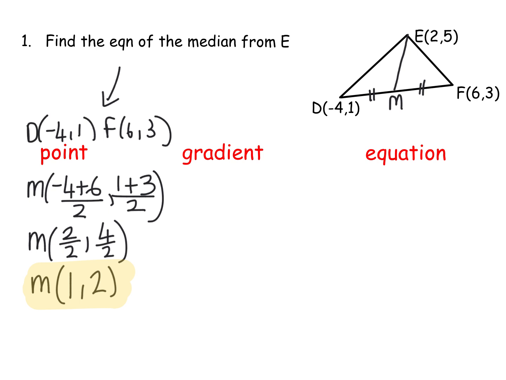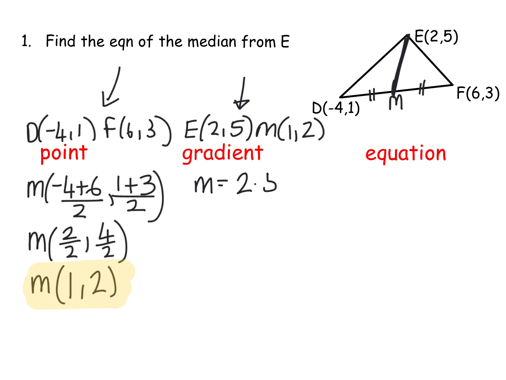Then we're going to do the gradient. So the gradient, remember, I'm trying to find the line E to M. So I'm going to find the gradient of E to M. We're going to use point E, which is (2, 5), and M, which is (1, 2). Again, I'm just writing my coordinates out again so that I'm looking here and not over at the triangle. So my gradient will be subtract your y's, 2 minus 5, and subtract your x's, 1 minus 2, which gives us negative 3 over negative 1, which we know simplifies to simply positive 3.